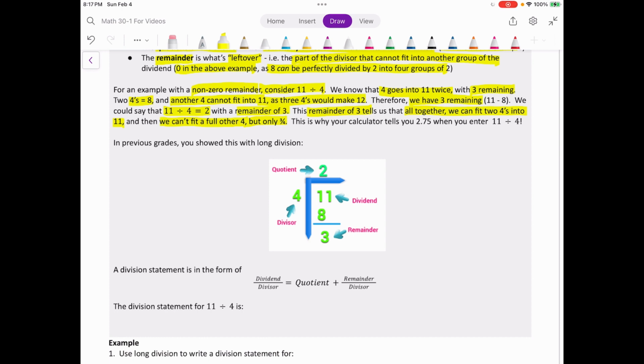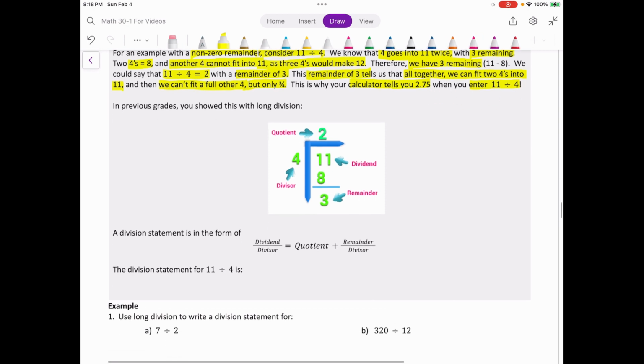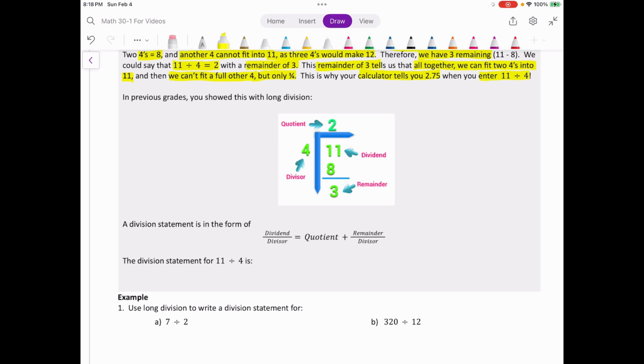So that's why your calculator tells you 2.75 when you enter 11 divided by 4. It's saying you can fit it in 2 3/4 times, 2 full 4s, and then 0.75 of another 4 can go into 11, okay? So in previous grades, you've showed this with long division. This is how we represent division when we first encounter it, okay?